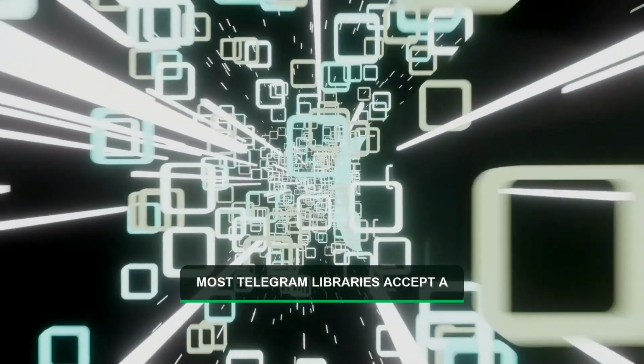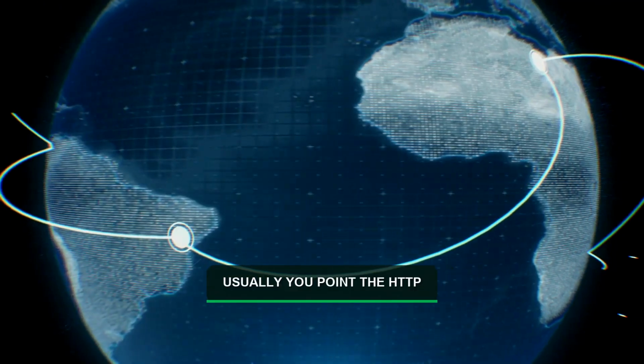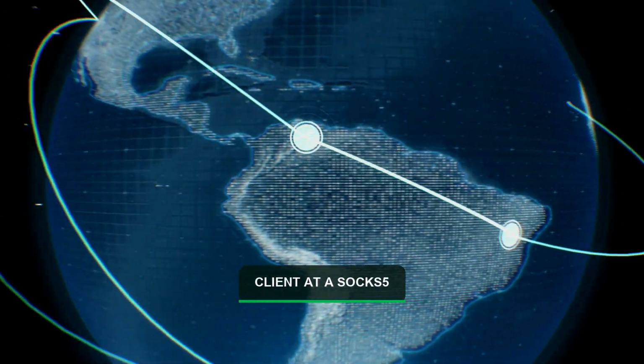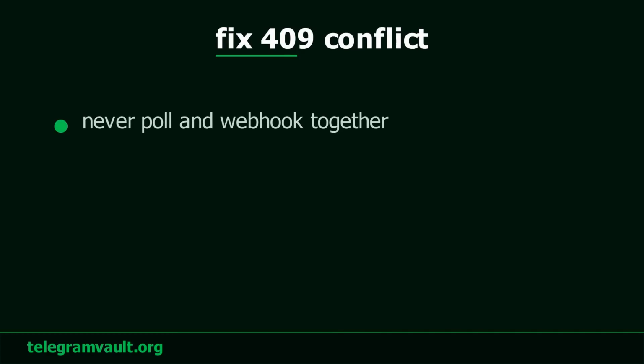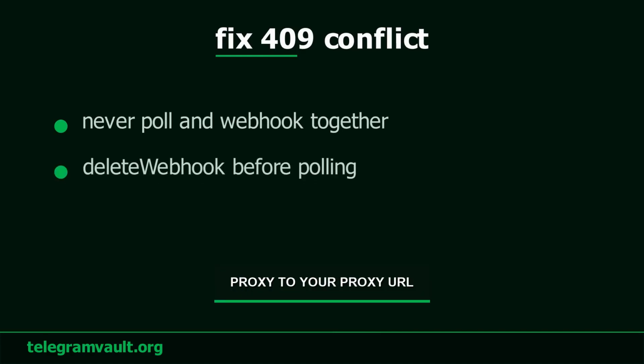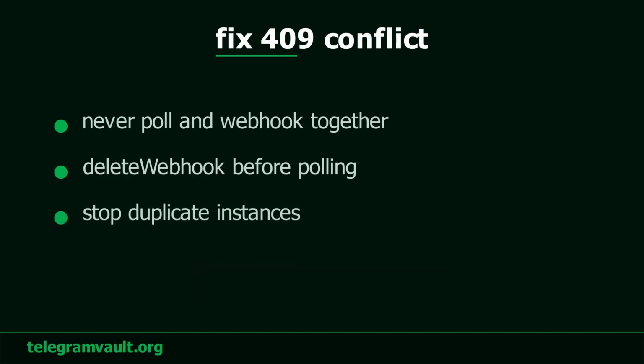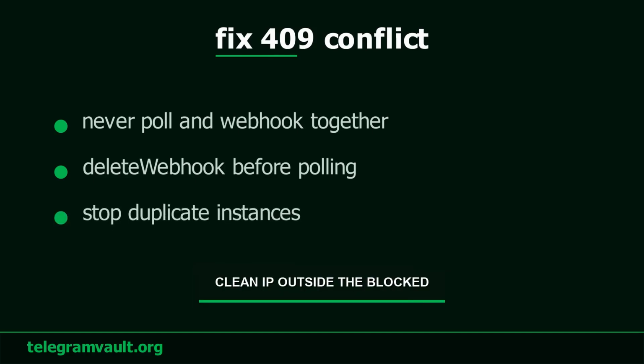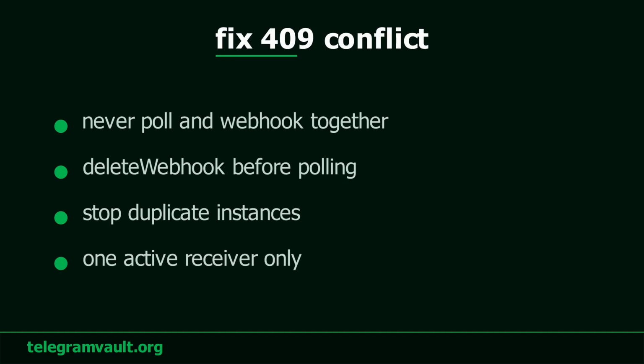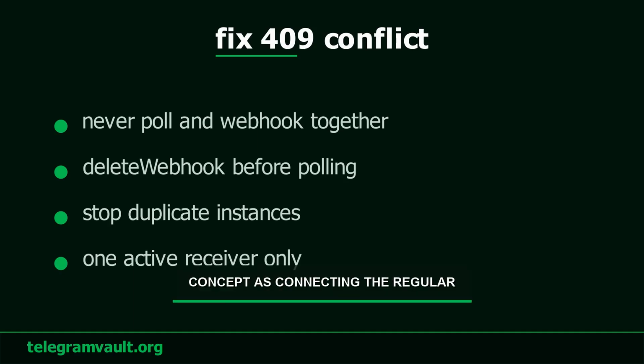Most Telegram libraries accept a proxy setting. Usually you point the HTTP client at a SOCKS5 or HTTPS proxy. At the HTTP layer, you can often set it with an environment variable. For example, exporting HTTPS_PROXY to your proxy URL before launching, and many libraries also take an explicit proxy parameter in their setup. A SOCKS5 proxy on a clean IP outside the blocked region lets your bot reach the API normally. This is the same proxy concept as connecting the regular client, applied to the bot's server-side traffic.